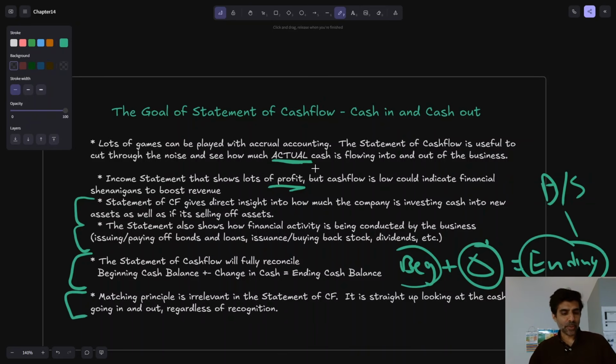Also, the matching principle is irrelevant for this statement of cash flow. It's just straight up looking at cash coming in and out. The matching principle is for the income statement, because we want to match the revenues with the expenses. But cash flow is just looking at cash flow. It's not thinking about matching anything.